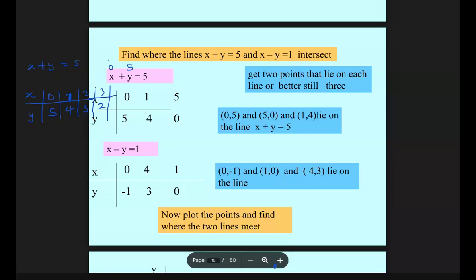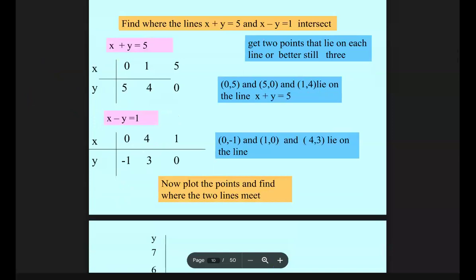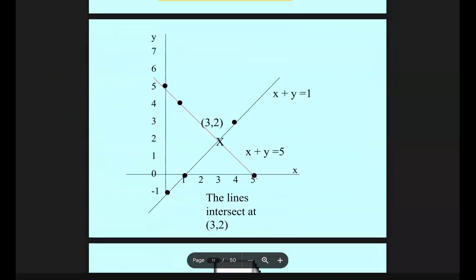Second one too, you will do it. If x is 0, y is going to be what? Minus 1. If x is 4, y is going to be what? 3. If x is 1, y is going to be 0. So you plot those lines there. You plot it on the graph. So this is the graph now. Can you see? You plot those graphs there.